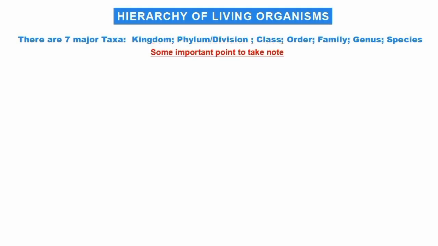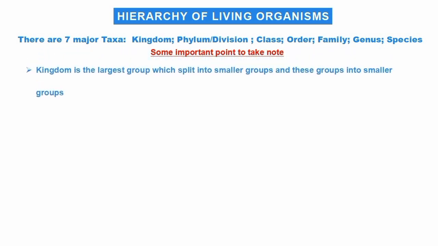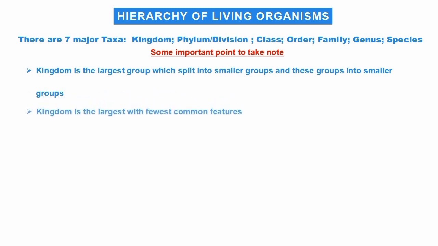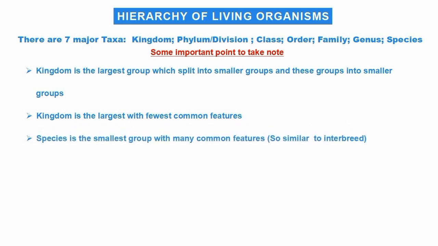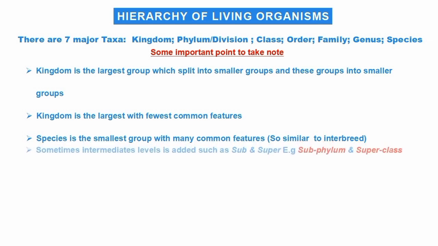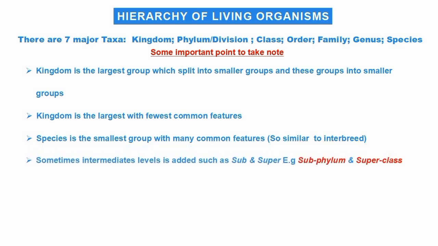Some important points to take note of. Kingdom is the largest group, which splits into similar groups, and these groups split into similar groups. Kingdom is the largest with the fewest common features. Species is the smallest group with many common features, so similar that they can interbreed.